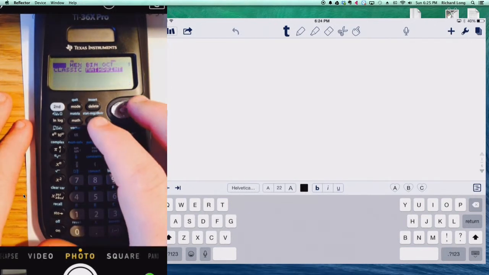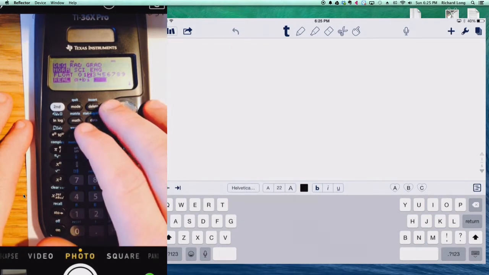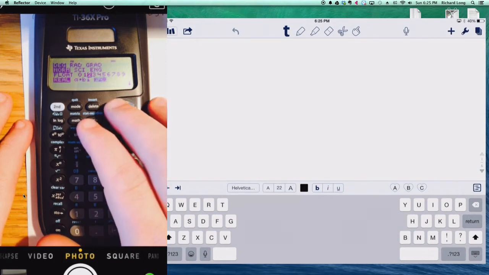This mode, real or a plus bi, r theta. The only time you would use this is in grade 12 when you're working with imaginary numbers or you're working with vectors. But specifically, I think you're going to keep it under the real mode.